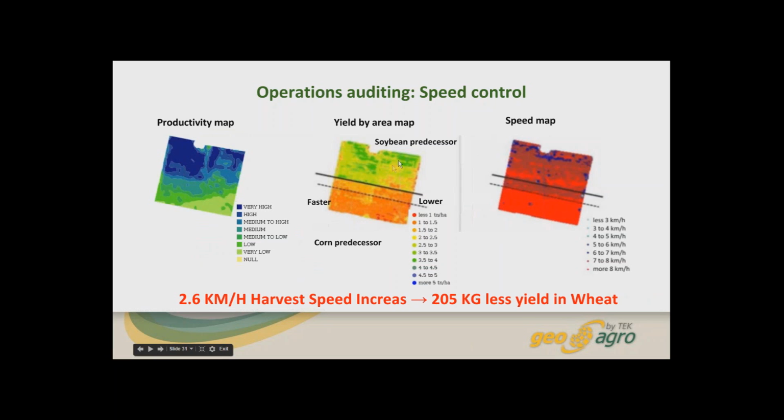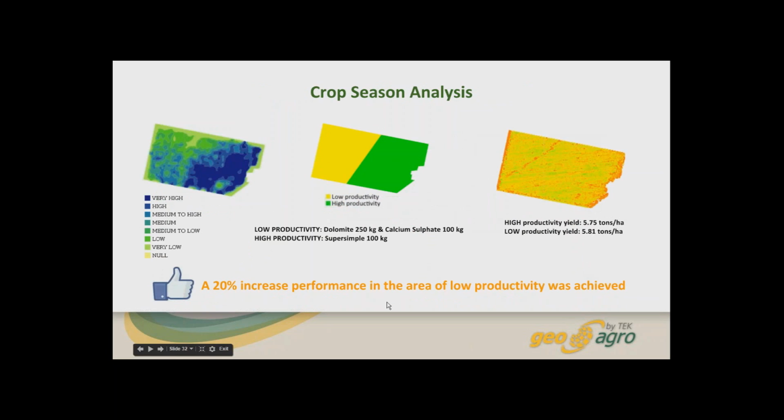And in this case, it was measured that a 205 kilograms less yield in wheat because there was a 2.6 kilometers per hour harvest speed increase. Again, this to analyze our management decisions. In this case, we have a low productivity based on the productivity map. This was done by macro.